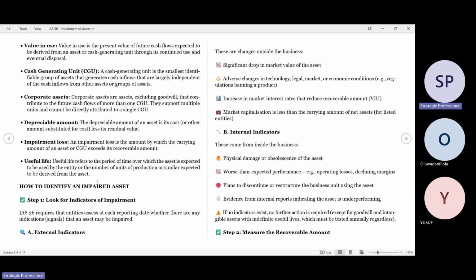Let me come again. What significant drop in market value of assets means is that you have a PPE of $75 million in your books. That PPE of $75 million is what you are recognizing in your financial statement. You now come across news that due to the introduction of government policies, the value of property has reduced significantly.